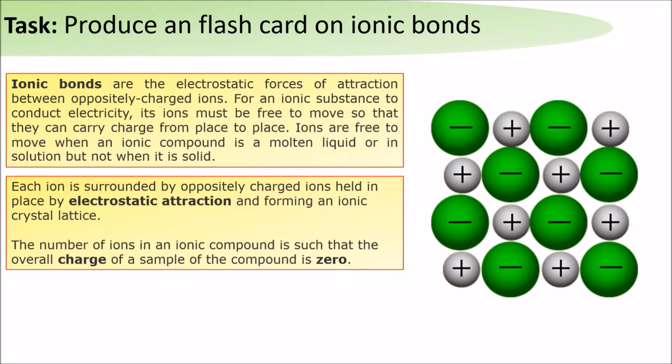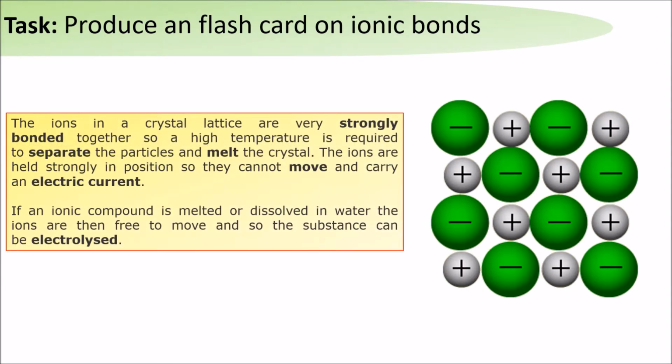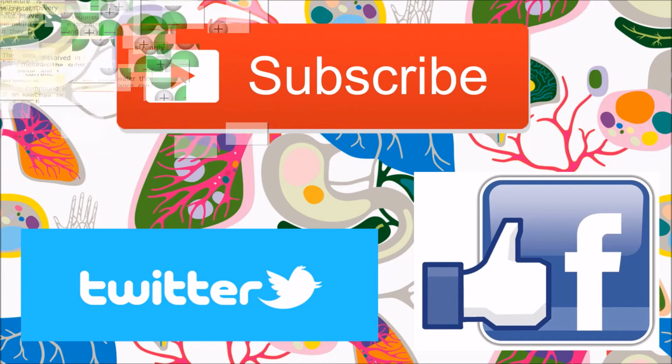Each ion is surrounded by oppositely charged ions and held in place by electrostatic attraction, creating a giant ionic lattice. The ions in a crystal lattice are very strongly bonded together, so it has a high boiling point and a high melting point. If an ionic compound is melted or dissolved in water, then the ions are free to be electrolysed and can move around.